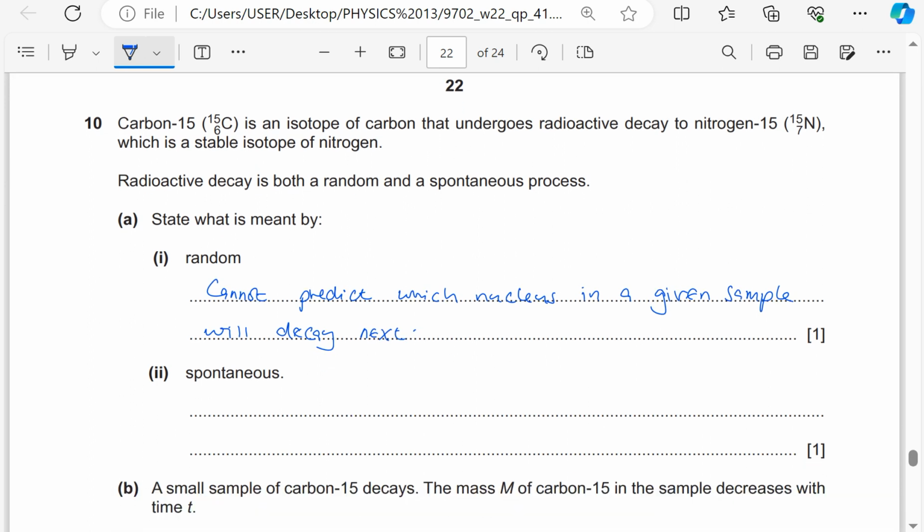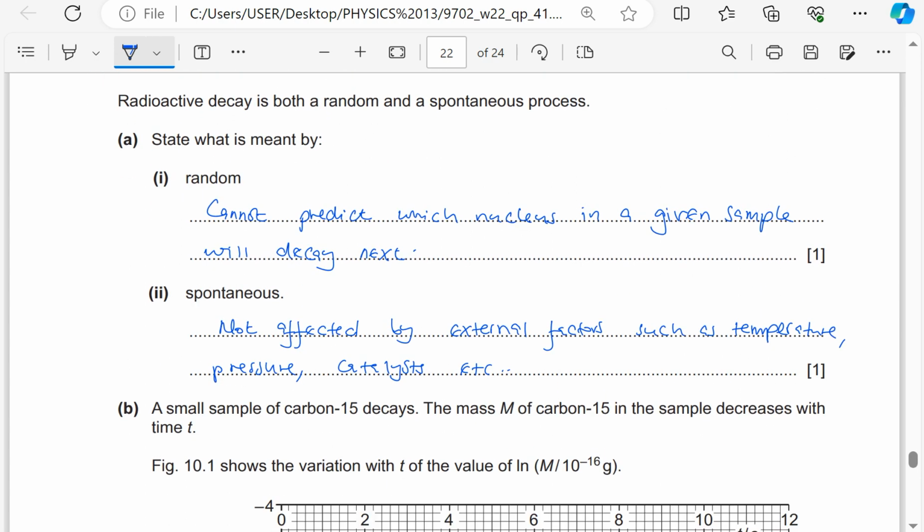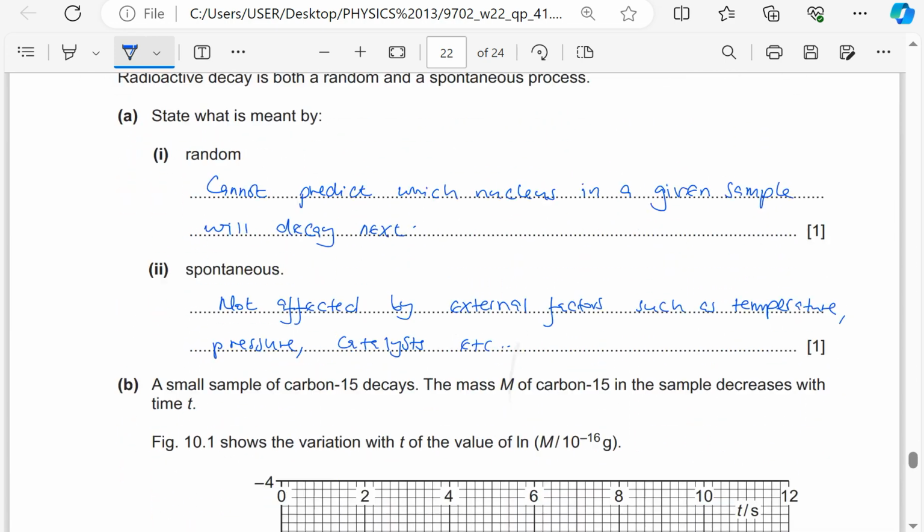Then spontaneous means not affected by external factors. External factors such as temperature, pressure, catalysts, etc. So something spontaneous is not affected by the environment. So that is the meaning of spontaneous and random.